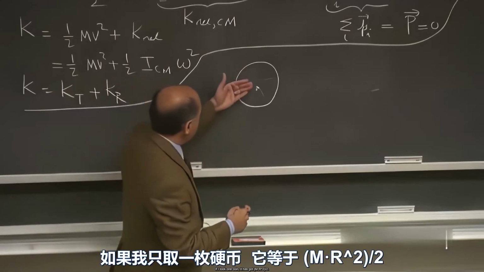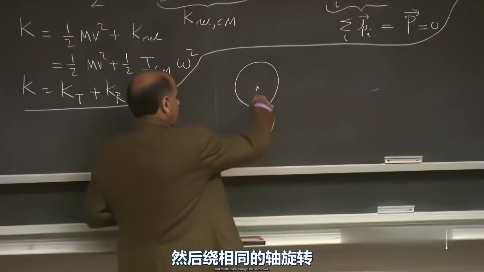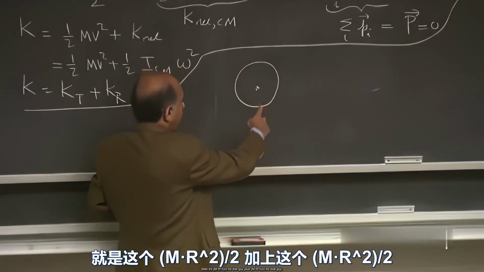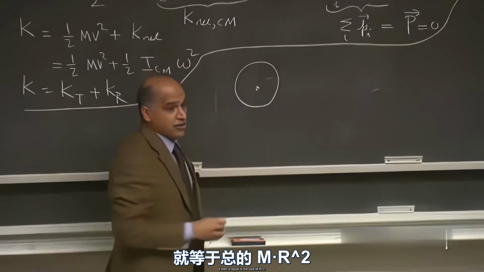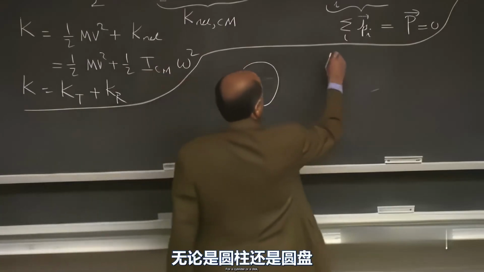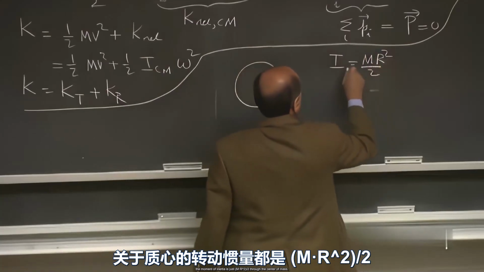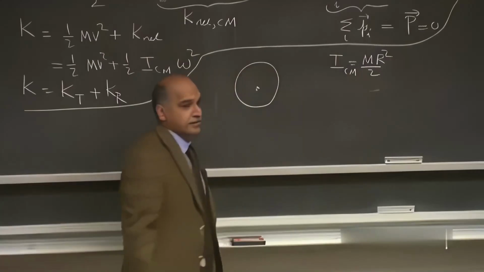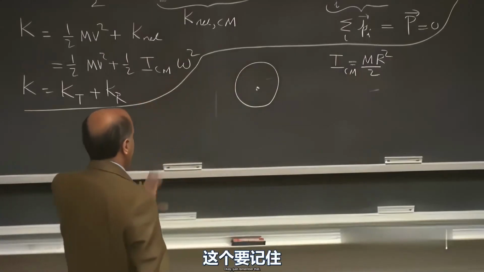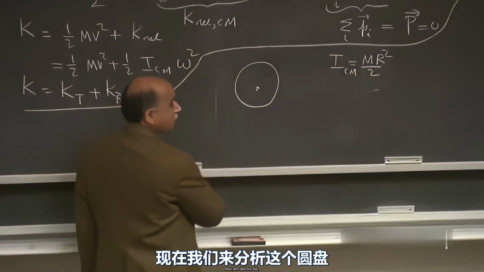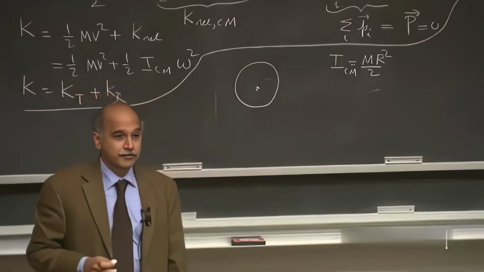If I took one coin, it's got mr squared over 2. Let me put a second coin on top of it and rotate them through the same axis. Well, it's mr squared over 2 for this one plus mr squared over 2 for that one, and then it's equal to the total mr squared. So for a cylinder or a disk, the moment of inertia is just mr squared over 2 through the center of mass. Okay, just remember that.